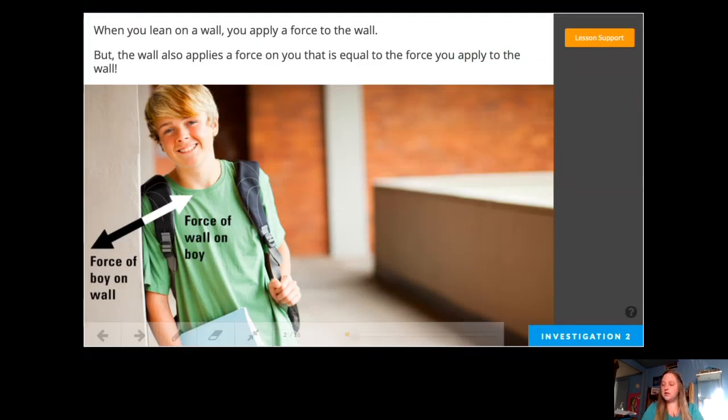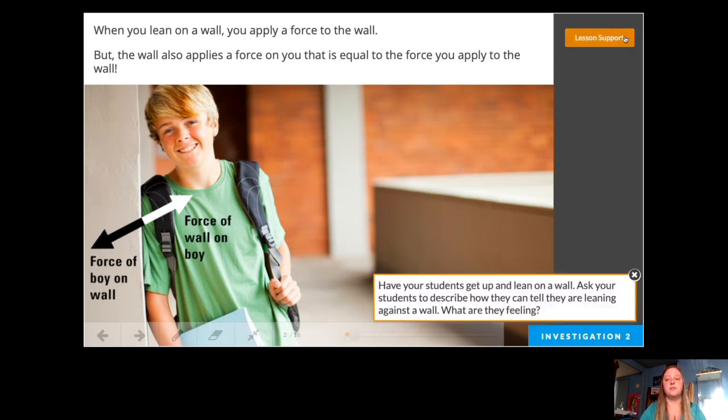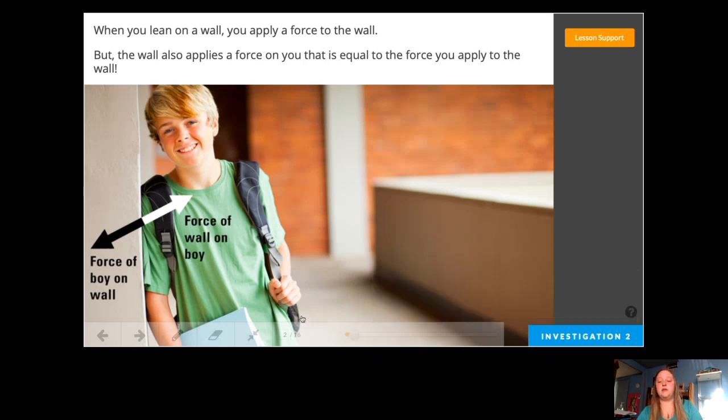When you are leaning on a wall, maybe you're talking to someone or taking a break or reading a book, you apply a force to that wall. We figured that out in our last investigation. But the wall is also applying a force on you that is equal to the force you apply to the wall. So the force of the boy is going towards the wall, and the force of the wall on the boy. You can get up and lean on a wall and see what you may be feeling.